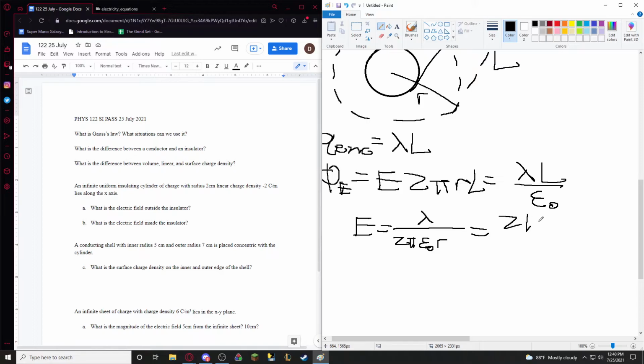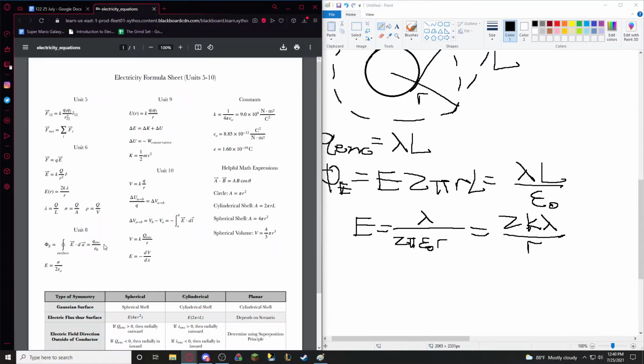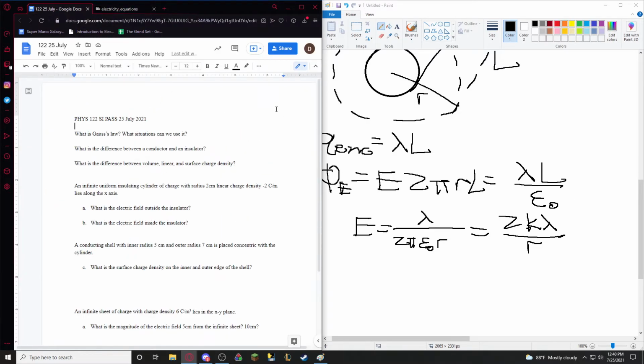Oh, okay. Boom. That's how we get our electric field, the 2k lambda over r that the formula sheet has. You can get it by using Gauss's law and solving the integral. It's magic. And if we want to add a vector, we have to add our r hat. We don't have to add the negative sign, since we know lambda is negative, so it will be in the negative direction.